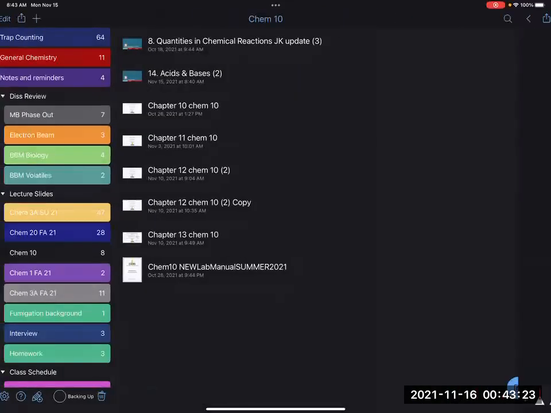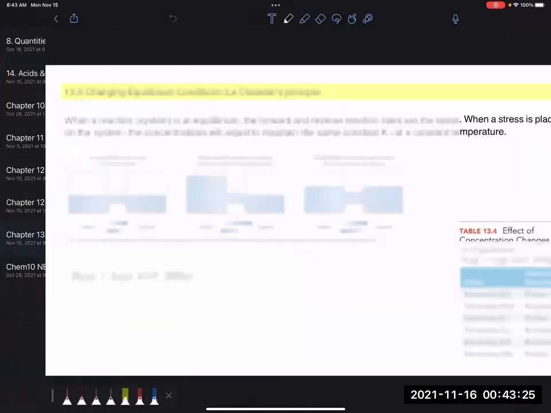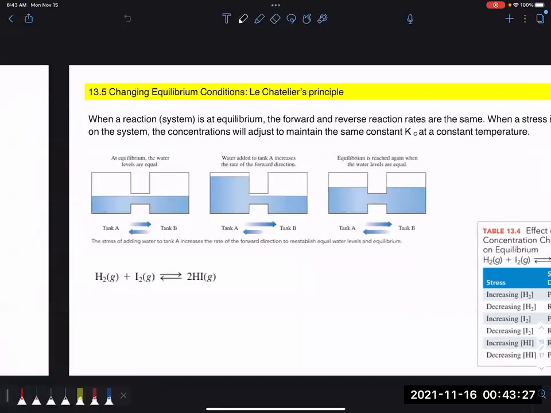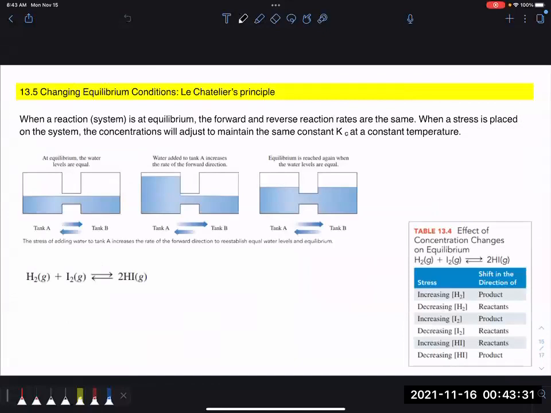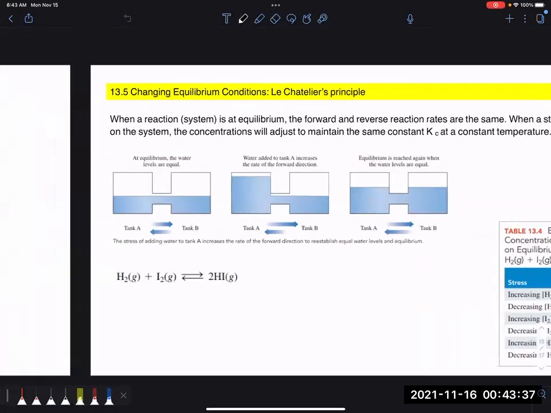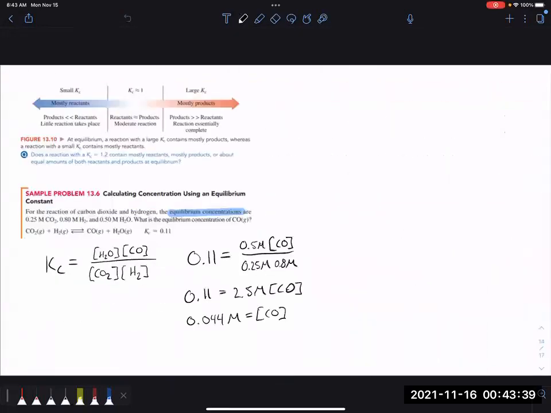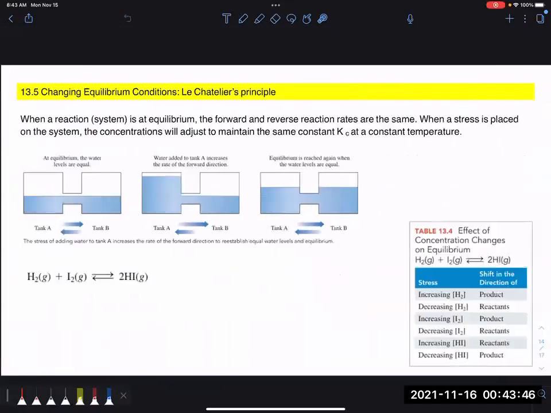Okay, that's the basics, but let's just very quickly look at this very last slide from chapter 13. Chapter 13 is all about equilibrium, how things can shift back and forth. And I mentioned briefly Le Chatelier's principle.